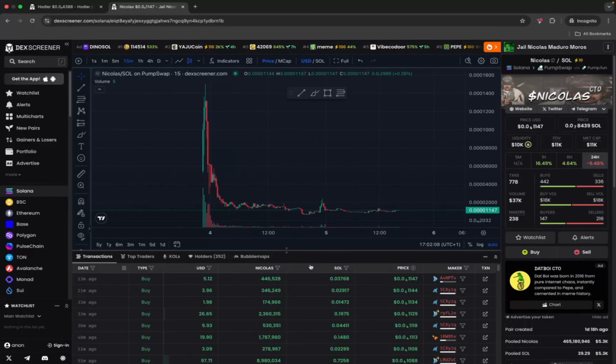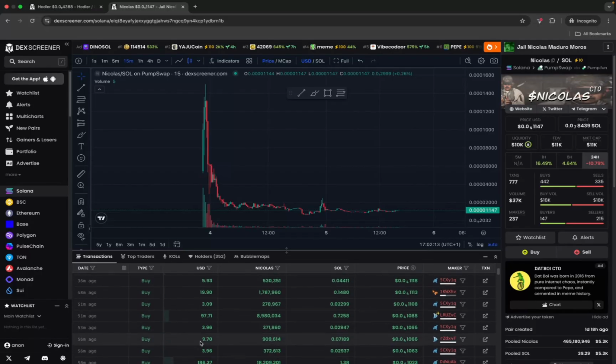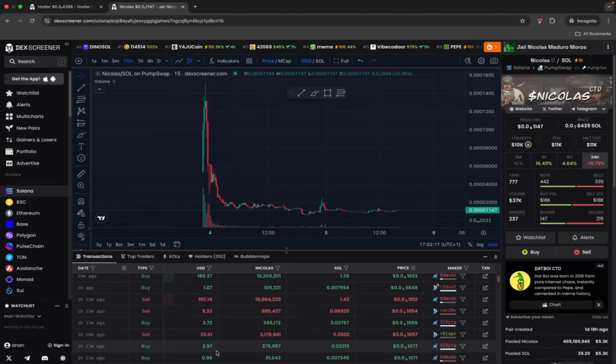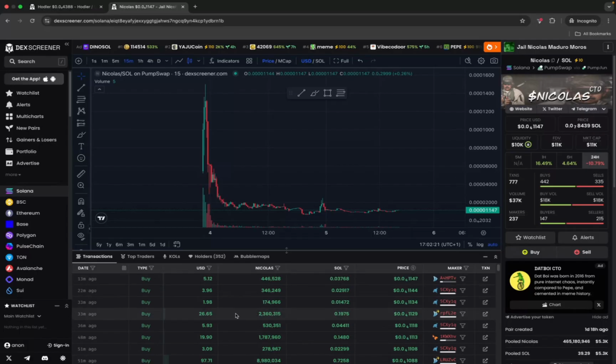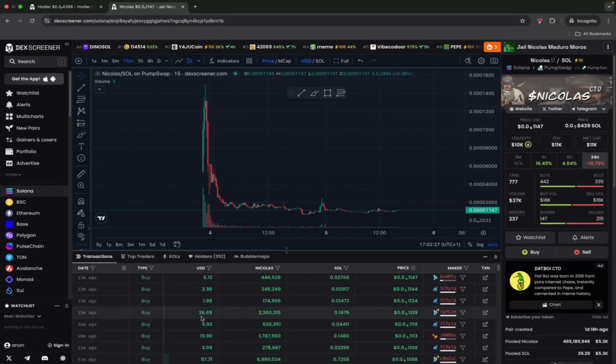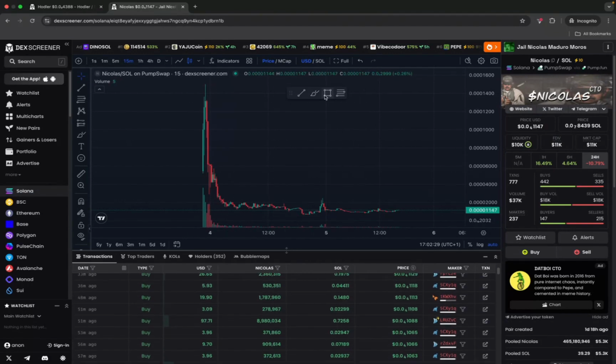Now this coin is trying to move again, because look, volume is gradually entering. 24 hours volume is gradually entering. You see, people have started buying now. CTO has taken over, community takeover. The developer of this coin has abandoned it, so the community has taken over. They are promoting it themselves, and you can see buys have started entering. Before you know what's going on, this coin might pump massively.